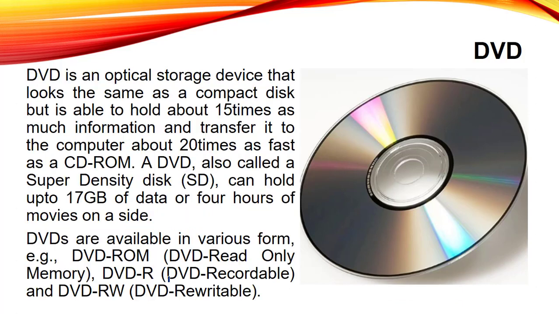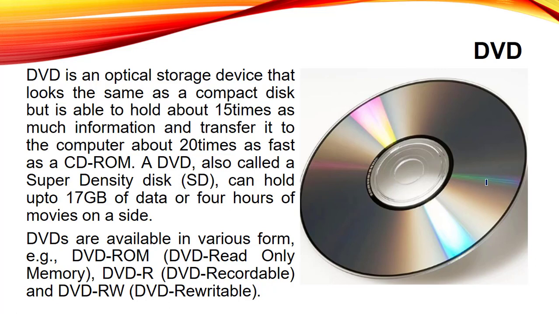Next we have the DVD. A DVD is similar to a CD, but it has more storage capacity compared to a normal CD. The initial storage size of a DVD is 4.2 GB, whereas it can store up to 17 gigabytes. A DVD is an optical storage device that looks the same as a compact disc but is able to hold about 15 times as much information and is about 20 times as fast as a CD-ROM. So it means these devices are fast and can store more data compared to a CD.